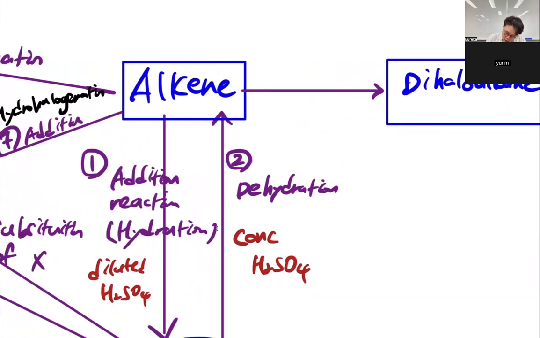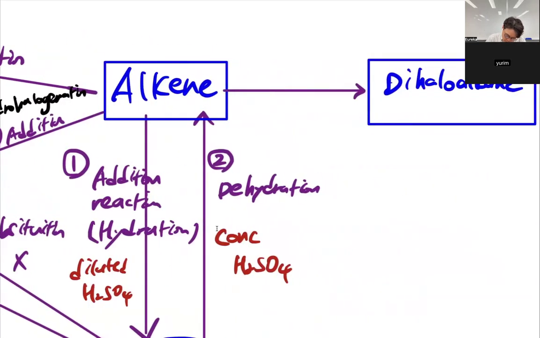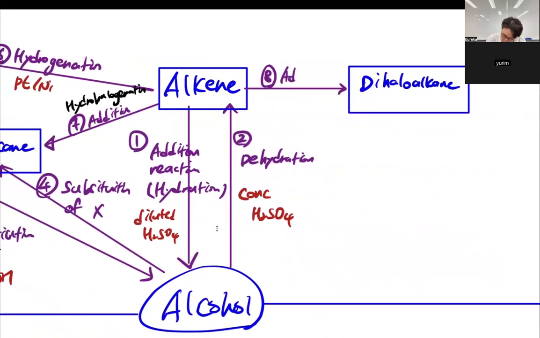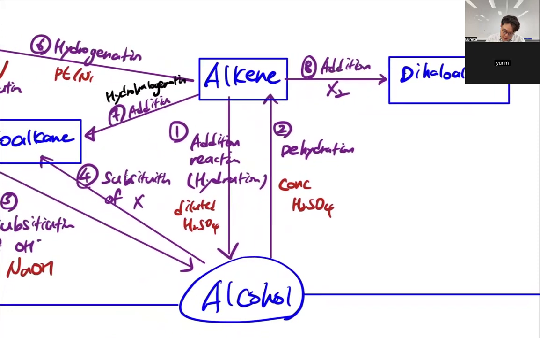There will be addition. So what reaction is it now? Reaction number 8, the addition of the X2. It simply adds the two halogens. This may be known as dihalogenation or halogenation too, it doesn't really matter. And no catalyst is required for that process.